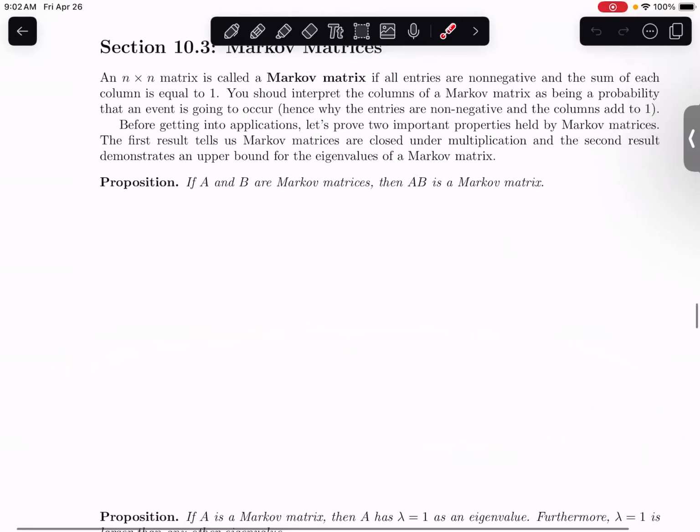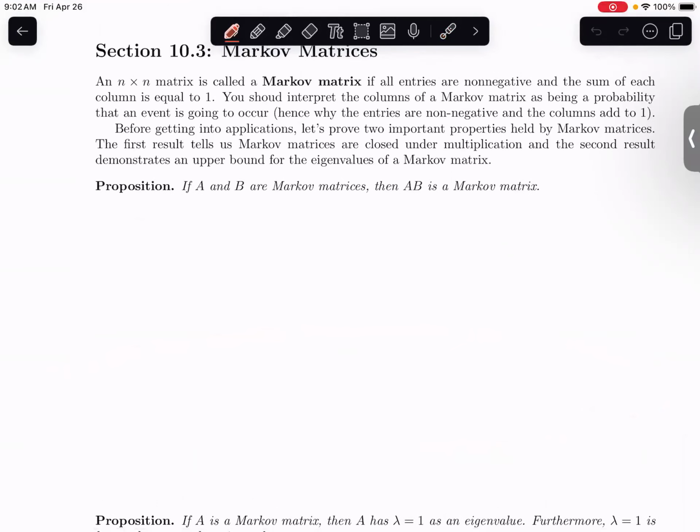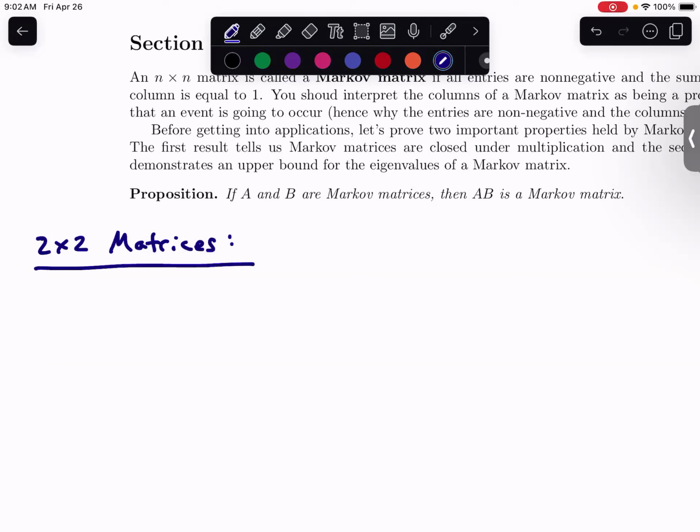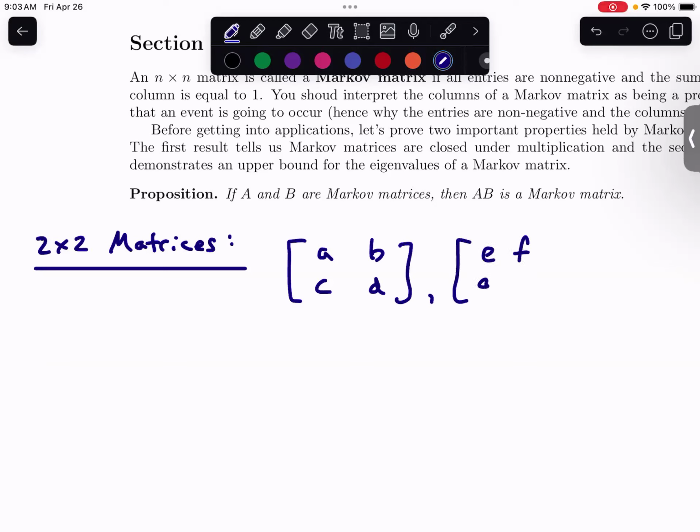For the first proposition, I'm not going to go into what the matrix formula looks like for an n by n matrix. This isn't really the important part of the lecture, so let's just look at 2 by 2 matrices and see what happens. Say we have 2 Markov matrices, the first given by A, B, C, and D, and another Markov matrix given by E, F, G, and H. Maybe you can be more creative in your labeling than me. So these are 2 Markov matrices.